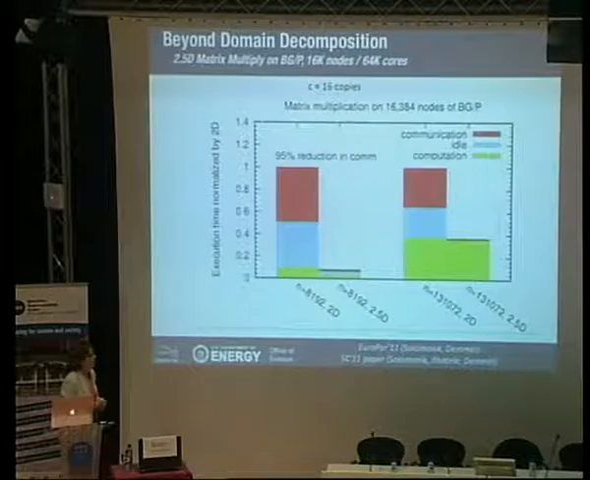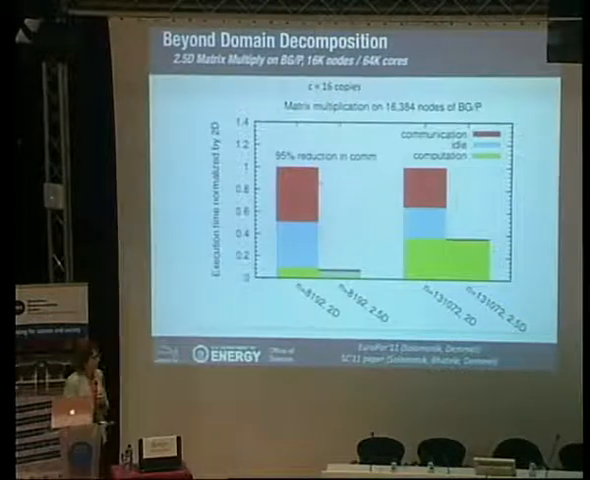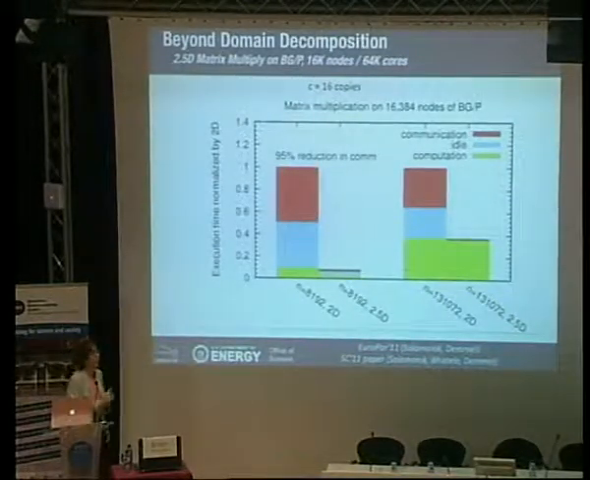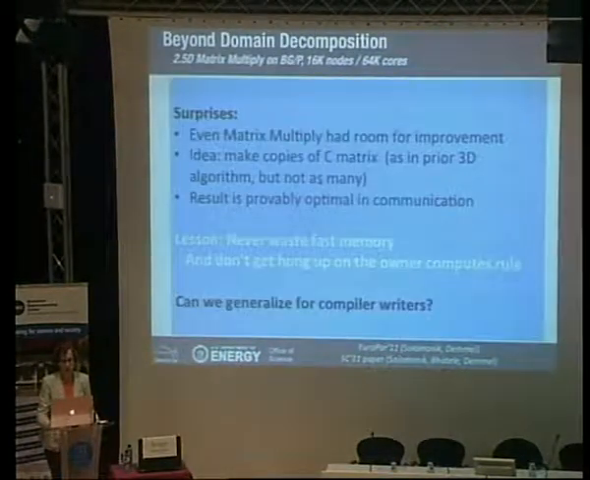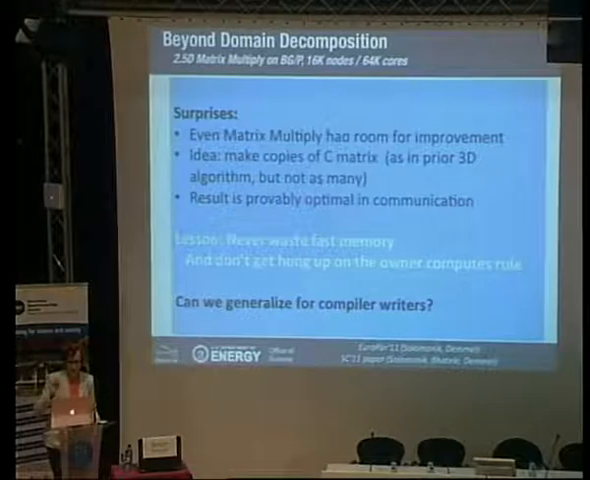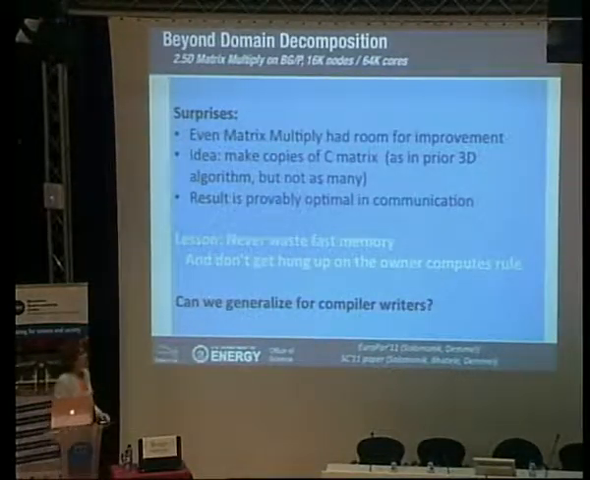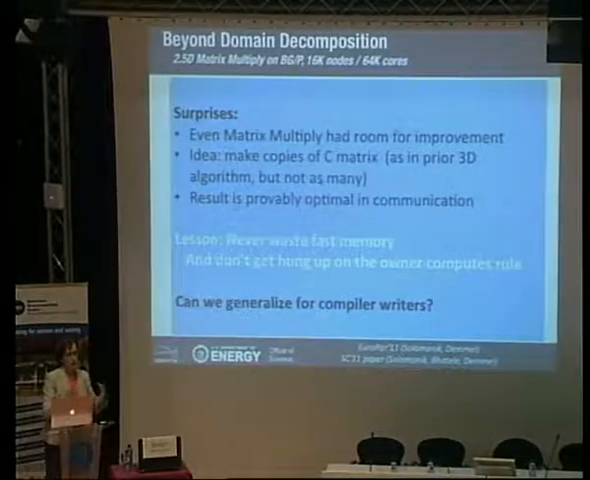Even though we've been working on optimizing dense matrix multiply for probably as long as we've been building supercomputers, there still was room for improvement relative to the algorithms in these popular libraries. So what's going on here? Just at a very high level, I was surprised that even dense matrix multiply still had room for improvement. The idea is to make multiple copies of the result matrix.